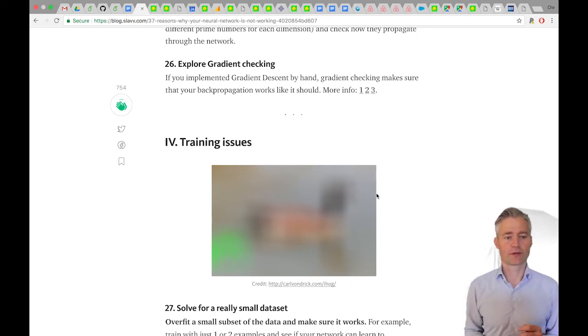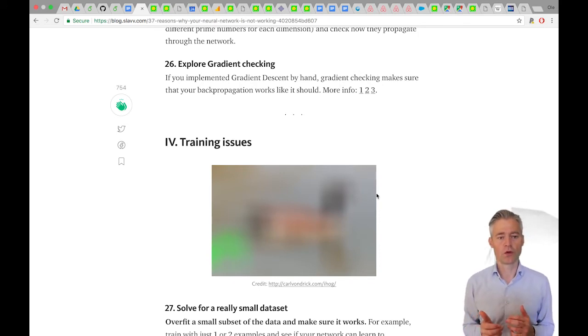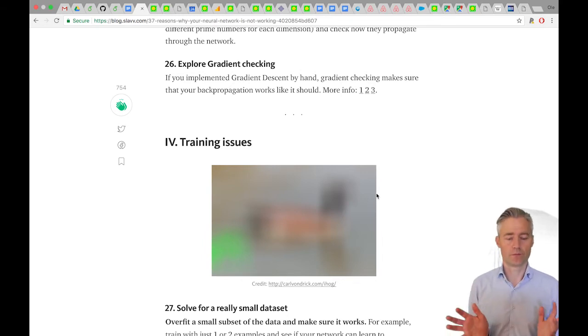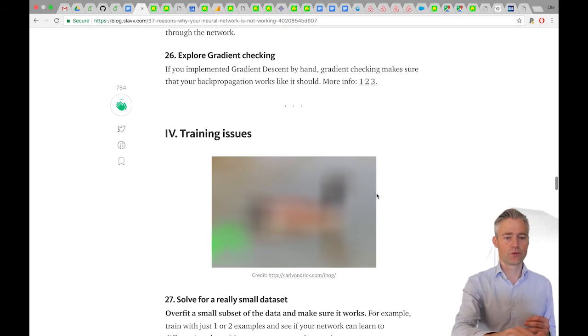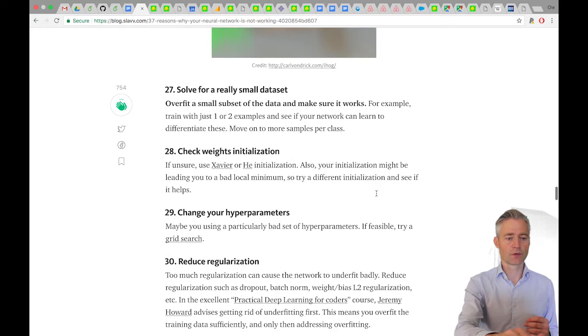Explore gradient checking. Maybe not very likely, but if you've implemented some part of the gradients by hand, then you can use numerical methods, for example, to check that your backpropagation works correctly. And you can see some links in the blog post.